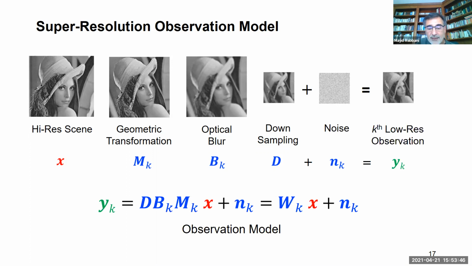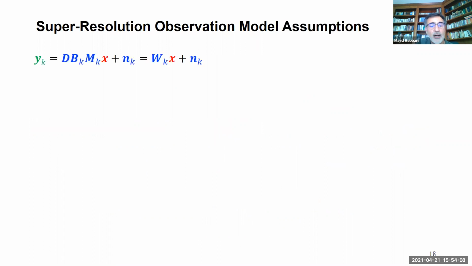So you can mathematically, and it's easy to derive the mathematical formulation. Y sub k is the cascade of the downsampling, the blur, and the geometric transformation on X, plus the noise. You could lump together those first three, the downsampling, blur, and geometric transformation, into a single kernel called W, and there you are. You have Y_k equals W_k X plus N_k.